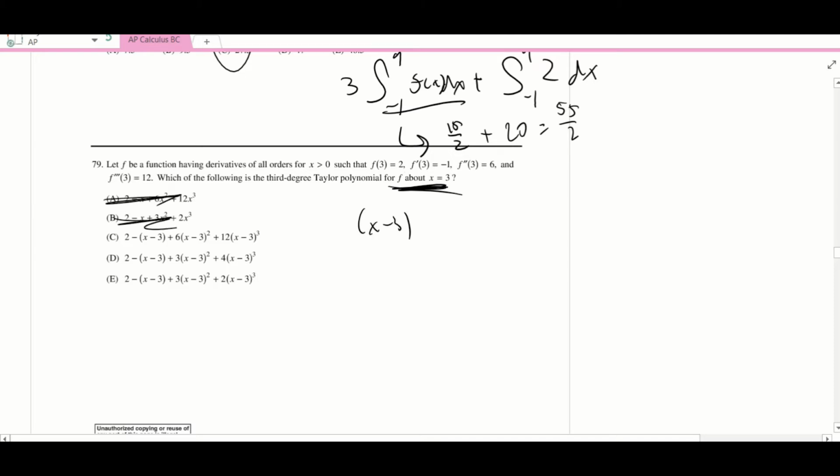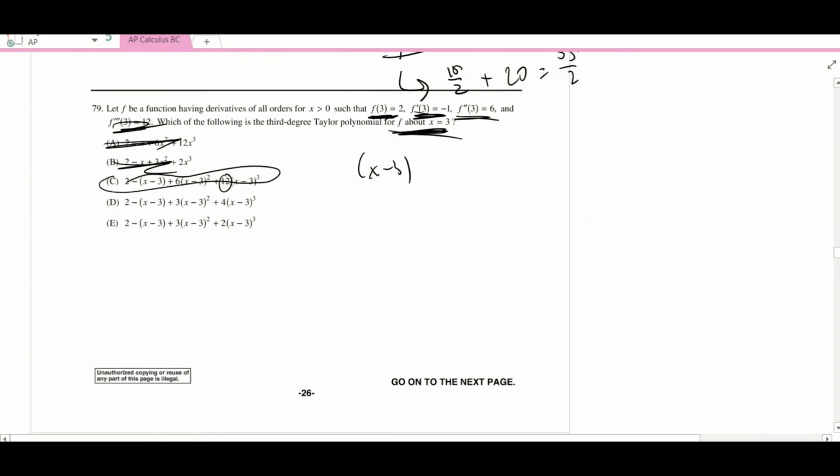Next, we just look at the values. All of these have the first value 2, which is what f of 3 is. So all of these hold. What about the next one? All of these is -1, so this is also right. Now we look at the one which is 6, which is this one, right? Only this one has a coefficient of 6, so the answer is C. We can also verify the last one is 12, which is also C.